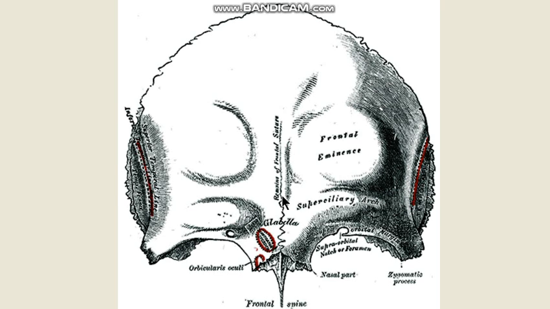Apart from this, there are usually two secondary centers for the nasal spine which appear at about the 10th year. That is all for the frontal bone today.